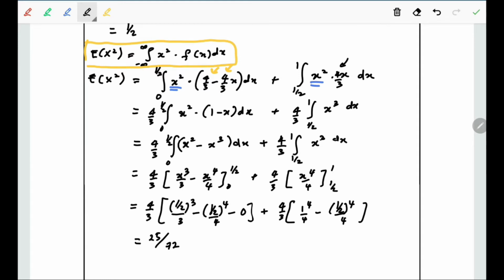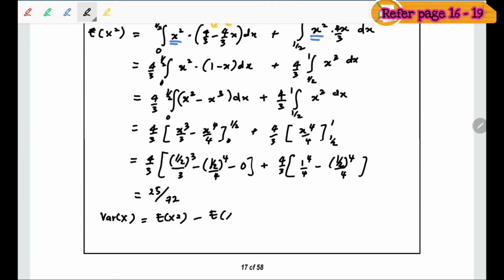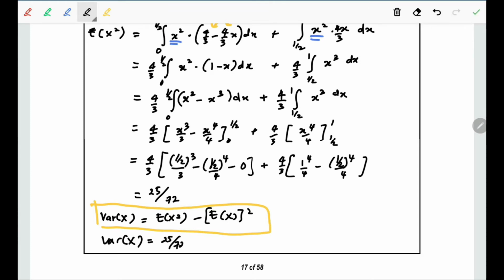Okay, so we have done the expected value of x squared. And then lastly, the question asks for the variance. So you should know that the variance is equal to the expected value of x squared minus the expected value of x, in brackets, squared. Okay, I'm going to put it in a box. So we are going to calculate the variance. So variance is equal to the expected value of x squared, which is 25 over 72, minus the expected value of x.